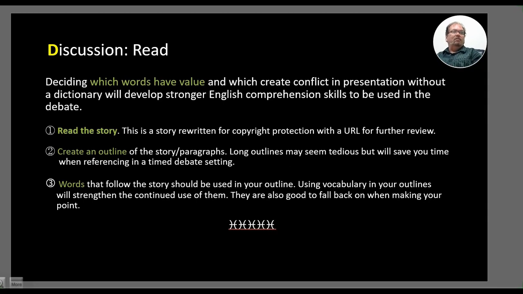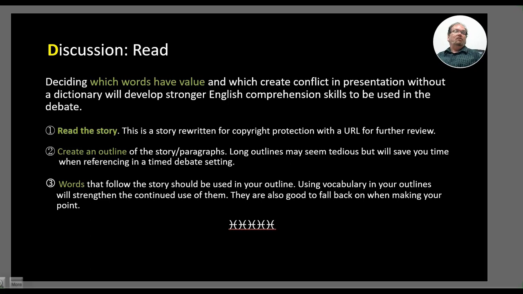Read the story, step number 1. The story is recreated for copyright reasons. I can't just put the original story there because I need to follow copyright. So I rewrite it and I put the disclaimer in the beginning. The URL you will find is there so that you can go to the URL and find the original story if you want to look at it.